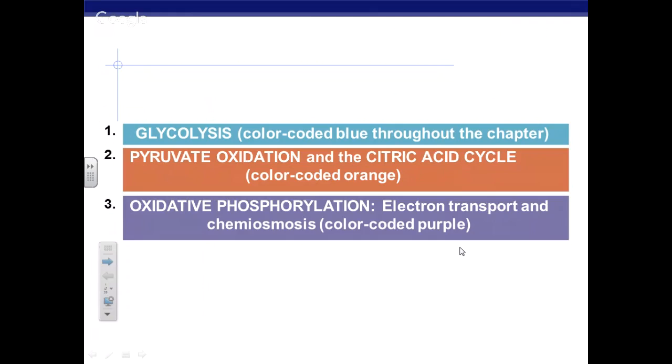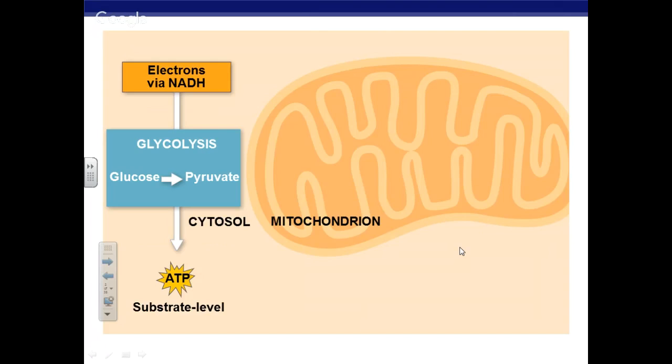And then pyruvate oxidation and the Krebs cycle, which is also known as the citric acid cycle, is like the red brick color orange. And then oxidative phosphorylation, which includes the ETC and chemiosmosis through ATP synthase, is going to be purple. So this is the new figure that's in your book.